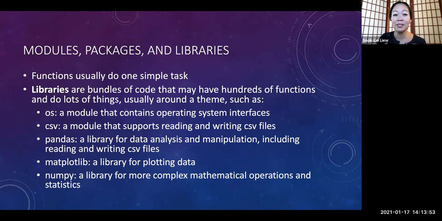These are even more complex versions of code. A function usually just does one simple task. In contrast, libraries are bundles of code that may have hundreds or thousands of functions that usually revolve around a central theme. For instance, in Python, there is a library called the OS module, and it contains tons of functions for interfacing with your operating system. The OS module will let you navigate file systems, open files, close files, get your working directory, change your working directory, and things like that.